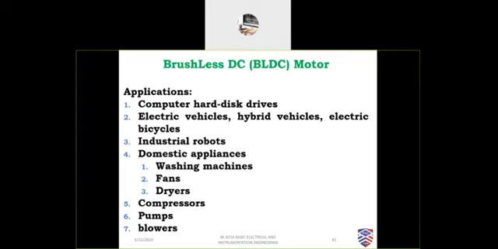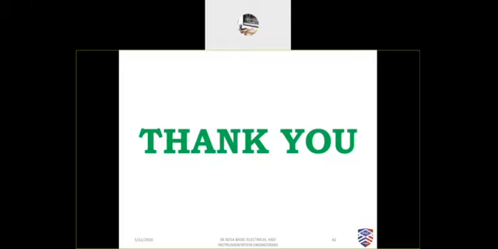I think we come to the end of this session, and by Monday we will be briefly discussing measurements and instrumentation and measuring instruments. Okay, thank you.